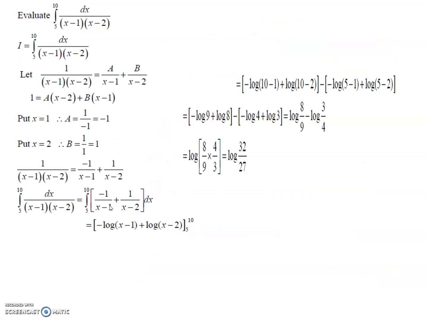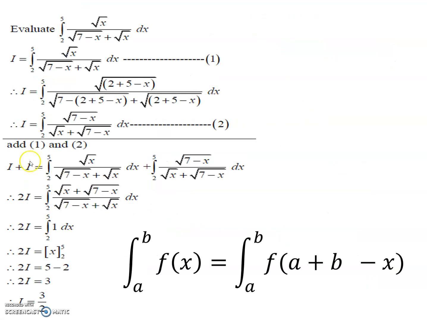Now, even and odd is clear. So we have to take the example based on the properties of definite integrals: the integral from a to b of f of x is equal to the integral from a to b of f of a plus b minus x. So instead of a and b we have to put 2 and 5. So 2 plus 5 minus x, root of 7 minus (2 plus 5 minus x) plus (2 plus 5 minus x). Simplification is going on. 1 and 2 are the same.